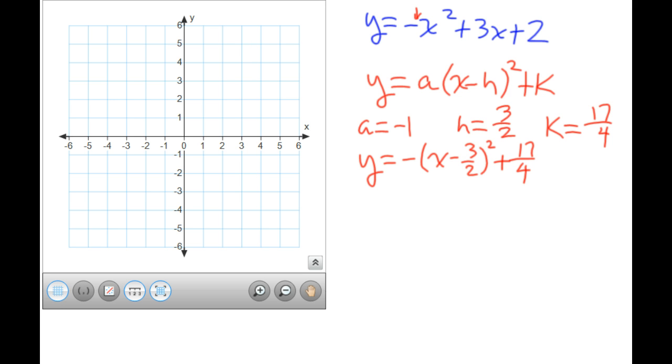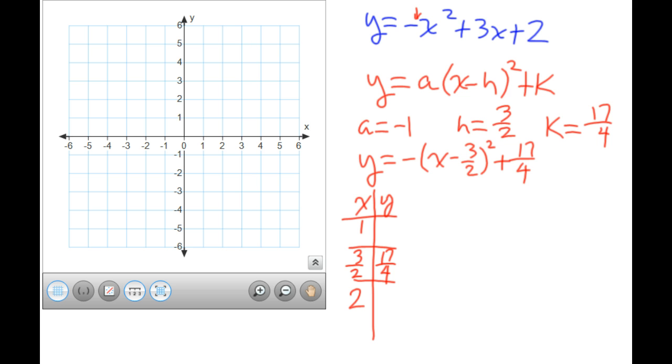Now to create some points on this graph, I'm going to make an XY table just to organize my work. If I want to graph the parabola using 3 points, I always put my vertex, which is 3 halves, 17/4, in the middle, and I'm going to pick a point to the left and a point to the right of the vertex that are mirror points of each other. All right, since this x value is 1.5 or 3 halves, I'm going to pick 1, which is to the left of 3 halves, and 2, which is to the right of 3 halves.